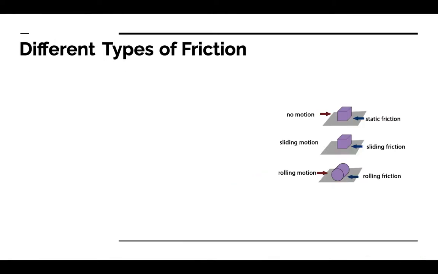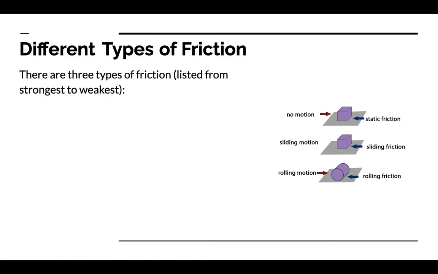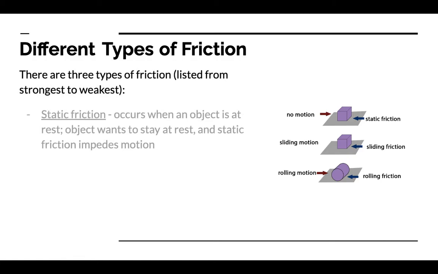So there are 3 different types of friction, listed from strongest to weakest. There is static friction, which occurs when an object is at rest. The reason why static friction tends to be strongest, at least at the level that we're going to be studying friction, is that static friction is friction acting on objects at rest.